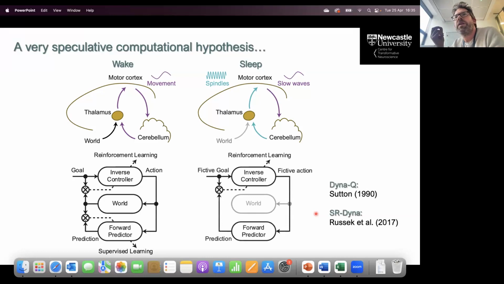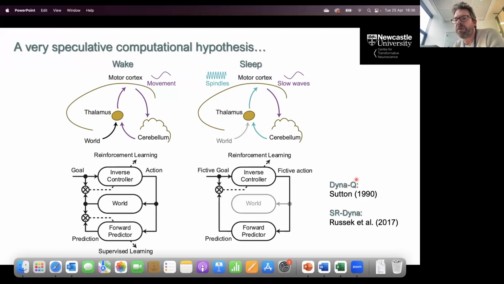And then the idea is that during the night, you're disconnected from the world, but you can still generate more data to train up your inverse controller via reinforcement learning. But now that data is not real exploration in the real world. It's simulated data from fictive exploration of a forward model. The forward predictive model is telling you what would have happened if you'd done something, and you can use that information to derive a fictive reinforcement learning signal that can allow you to do more optimization of your controller offline, without any real-world costs of that learning.